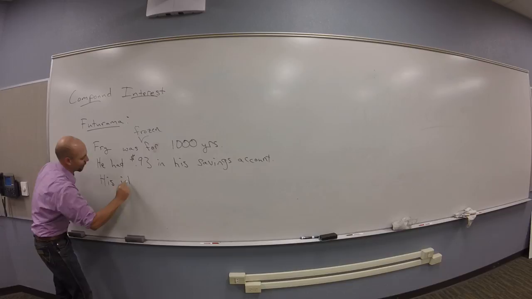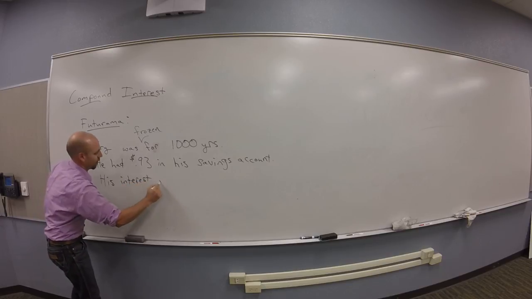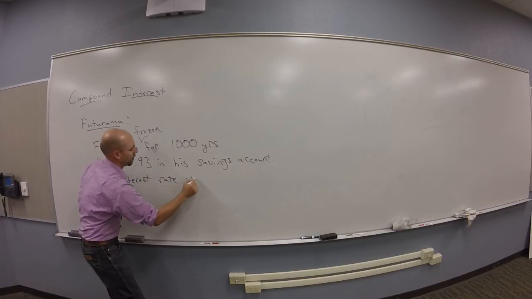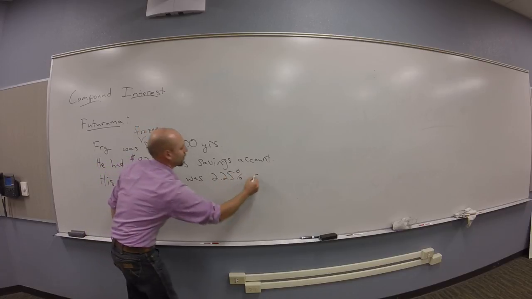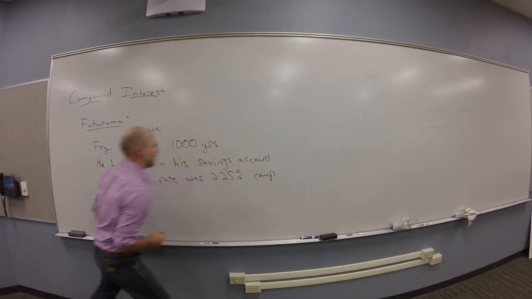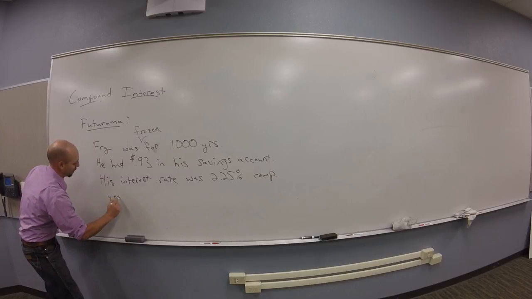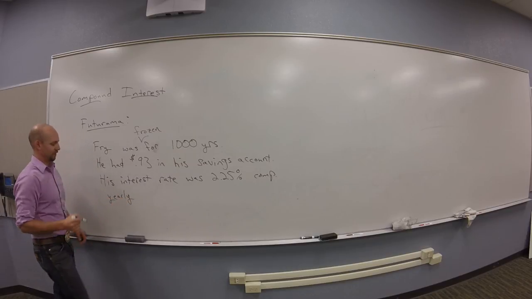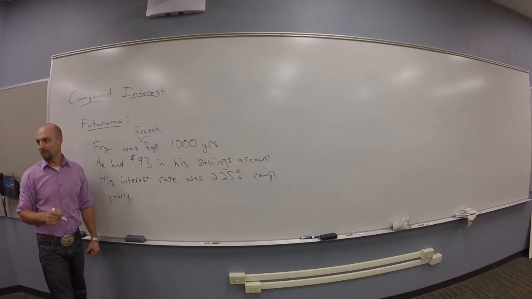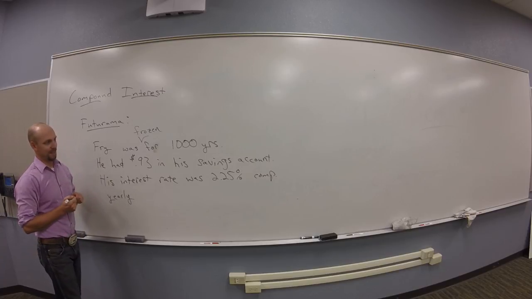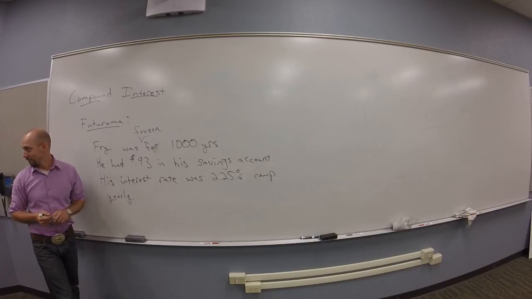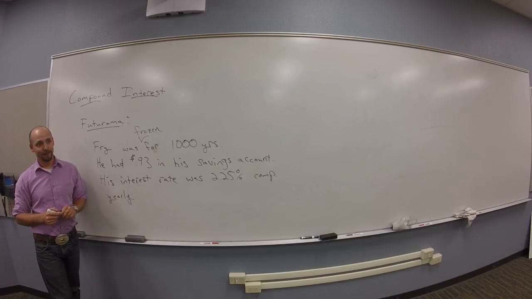His interest rate was 2.25%, compounded yearly. That's fantastic. Okay, what's his balance after the 1,000 years? Yes, we will have to do math.